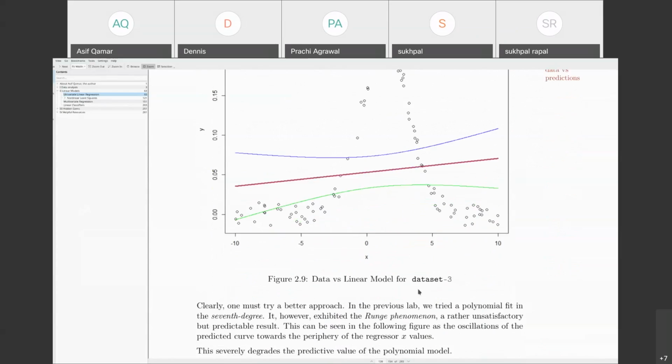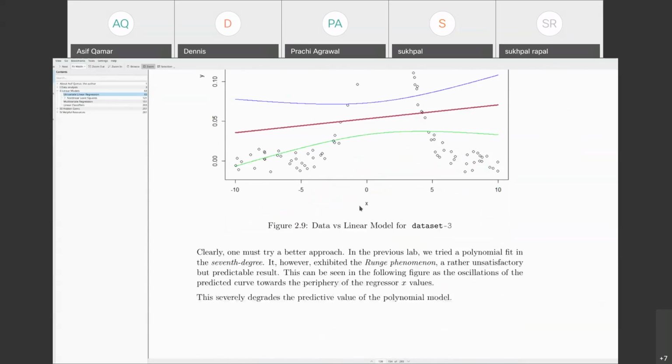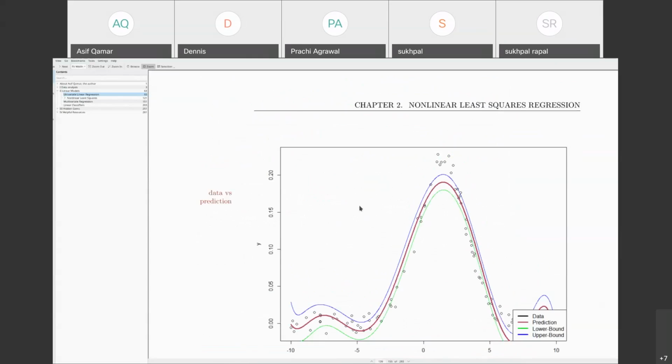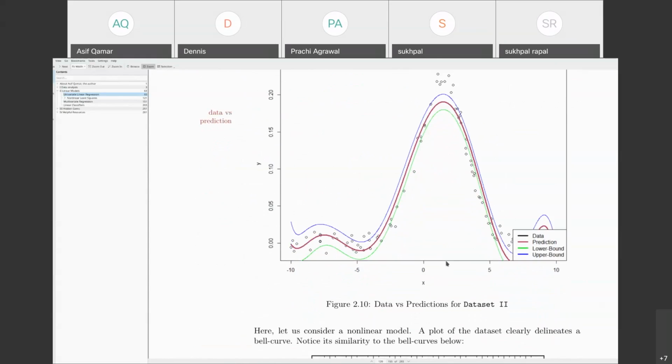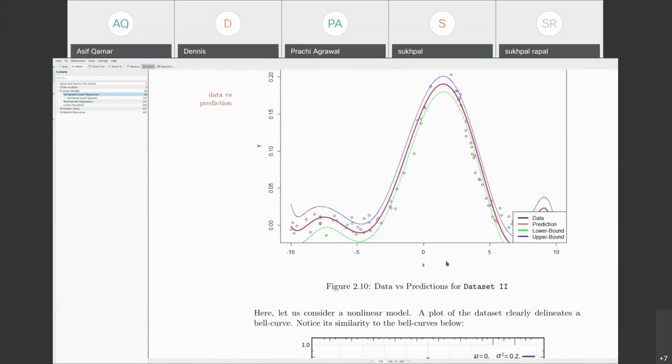If you say that it is a bell curve, then why are we approximating it with a linear or polynomial model? Because when we build a polynomial model, if you recall, what you end up with is the Runge phenomenon or the wagging tail. So there are oscillations in the peripheries, not a good thing, right? So polynomial regression has its demerits. So the question is, can we do better than that?